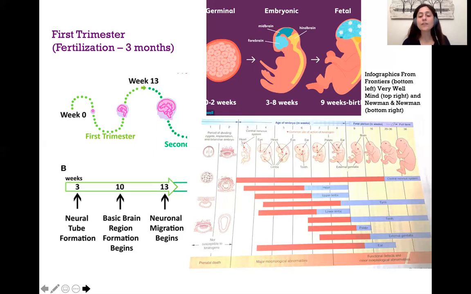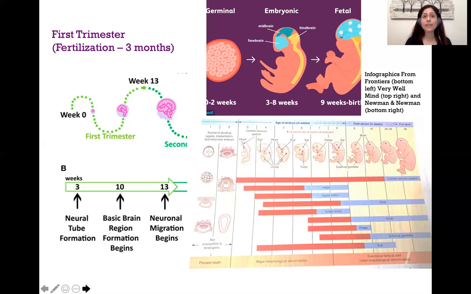So if you look at the graphic on the bottom right, you can see that all of the highly sensitive periods, which are indicated by the red bars, occur between the weeks of 3 to 9. While this doesn't mean that teratogens aren't detrimental at other periods, it does mean that these areas aren't as sensitive outside of this period. And on the other hand, that they're very sensitive during this period.